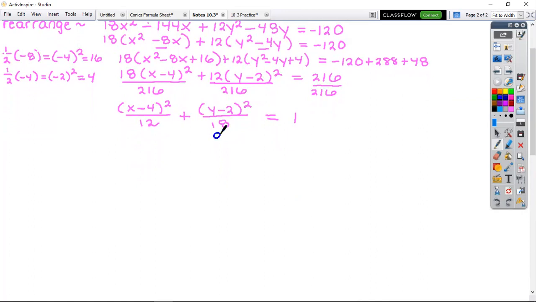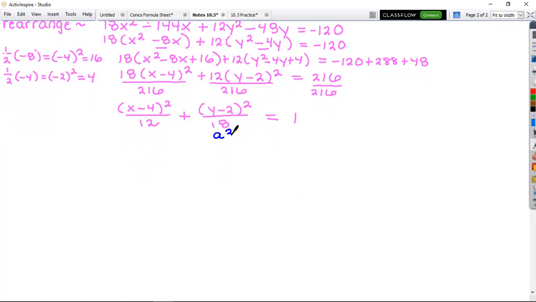So this is my a squared, which means a is equal to plus and minus the square root of 18. And again, this indicates that I have a vertical major axis instead. So here's my b squared value, indicating that for b, we're going to go plus and minus the square root of 12.